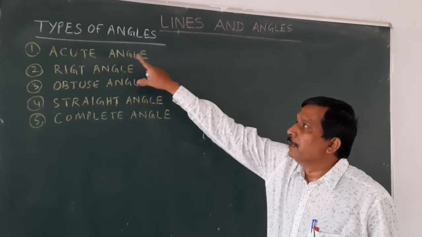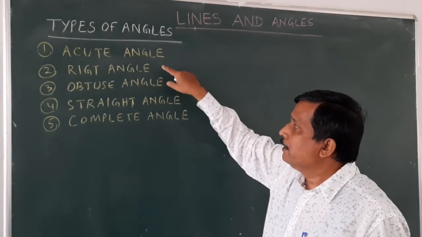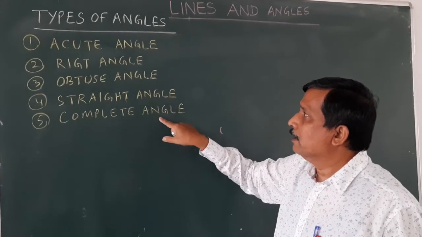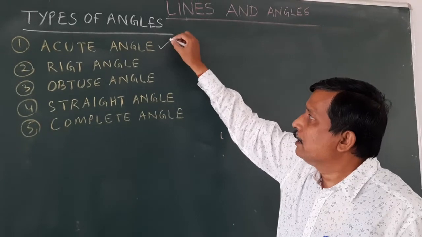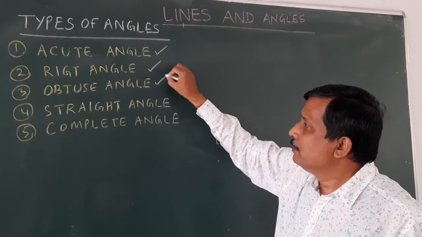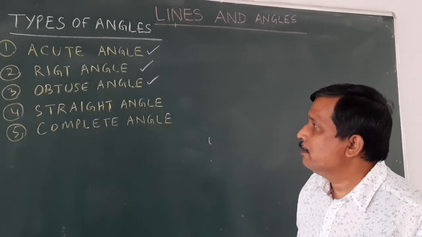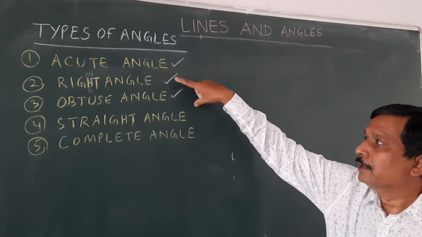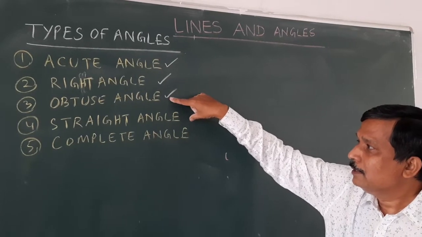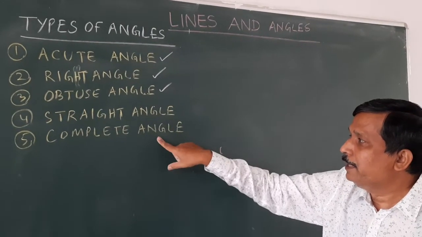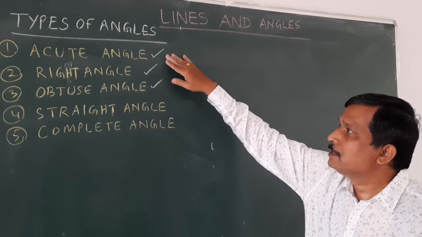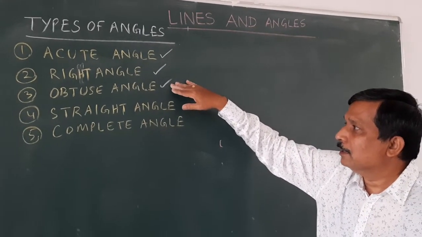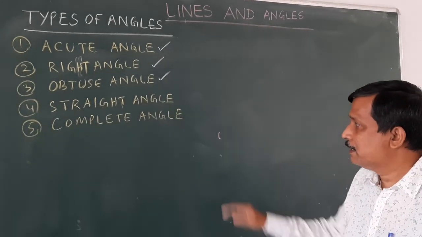The different types of angles are acute angle, right angle, obtuse angle, straight angle, and complete angle. Already we have discussed acute angle, right angle, and obtuse angle. Now we will discuss straight angle.